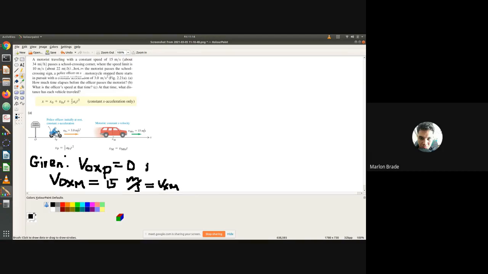So, another is ang a x sa motorist is equal to 0. Mura given, no? Ang initial velocity sa police officer 0, ang acceleration sa motorist is 0, which means nga yung initial velocity o yung final velocity is equal. It is equal to 15 meter per second. So, letter A.